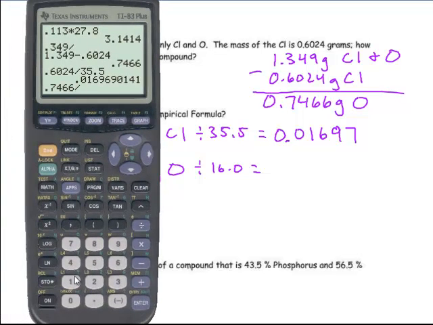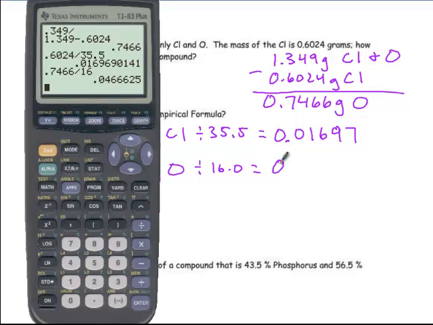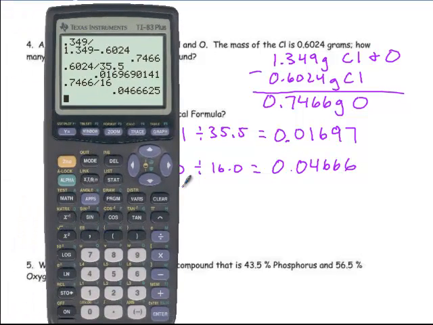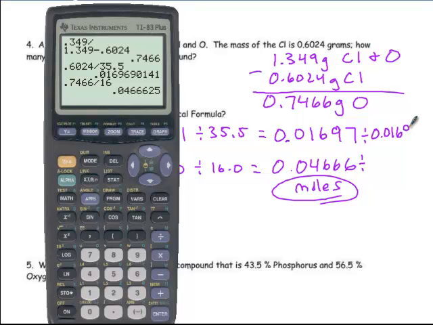0.7466 divided by the mass of oxygen, which is 16, gives 0.04666. Notice I'm keeping extra significant digits. Well, actually, no, I'm not on this one because we have 4 and 4, and I kept 4. So at this point, we have to find the ratio between these moles. So this would be the moles, but we need a whole number ratio. So the way we find the whole number ratio is divide them both by the smaller of the two.